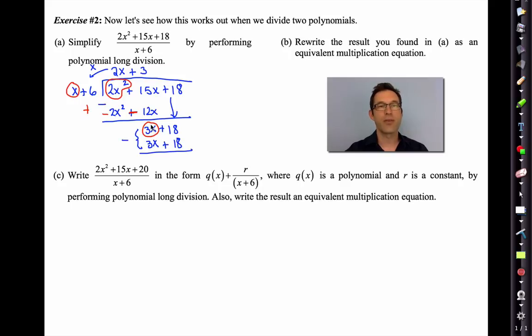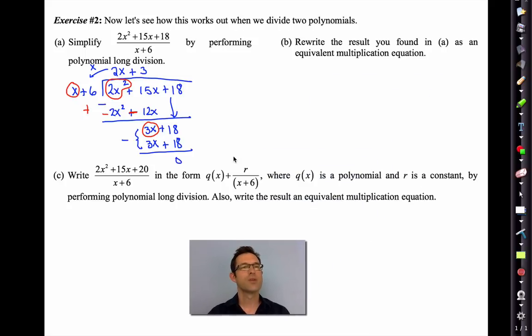And now when I subtract, 3x minus 3x is 0. 18 minus 18 is 0. So I get 0. So in other words, 2x squared plus 15x plus 18 divided by x plus 6 equals 2x plus 3, right? But part B says write the result you found in A as an equivalent multiplication equation. Wow, you should be getting pretty good at this. Pause the video now and rewrite it.